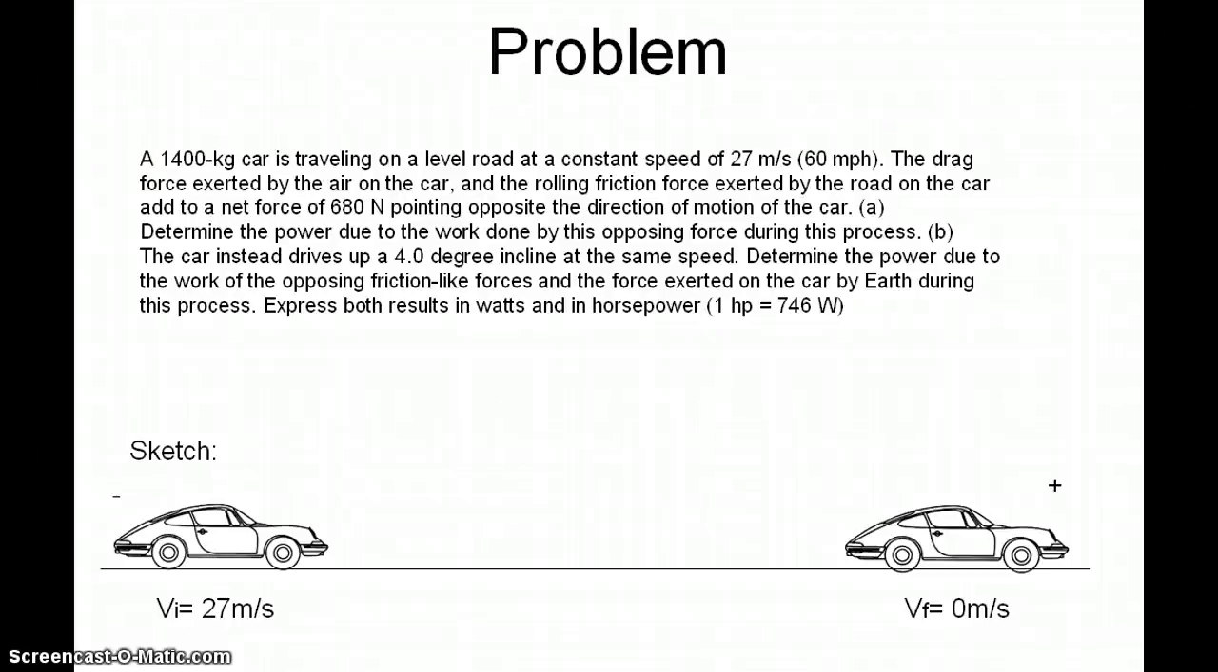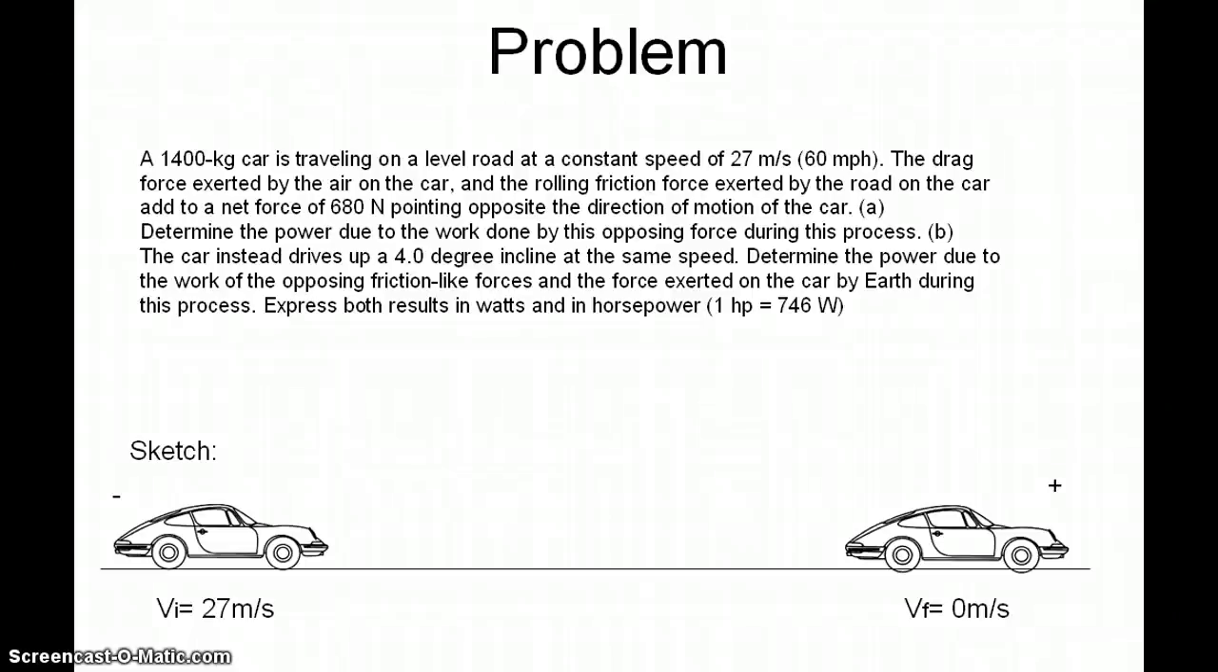B. The car instead drives up a 4-degree incline at the same speed. Determine the power due to the work of the opposing friction-like forces and the force exerted on the car by Earth during this process. Express both results in watts and in horsepower. 1 horsepower equals 746 watts.